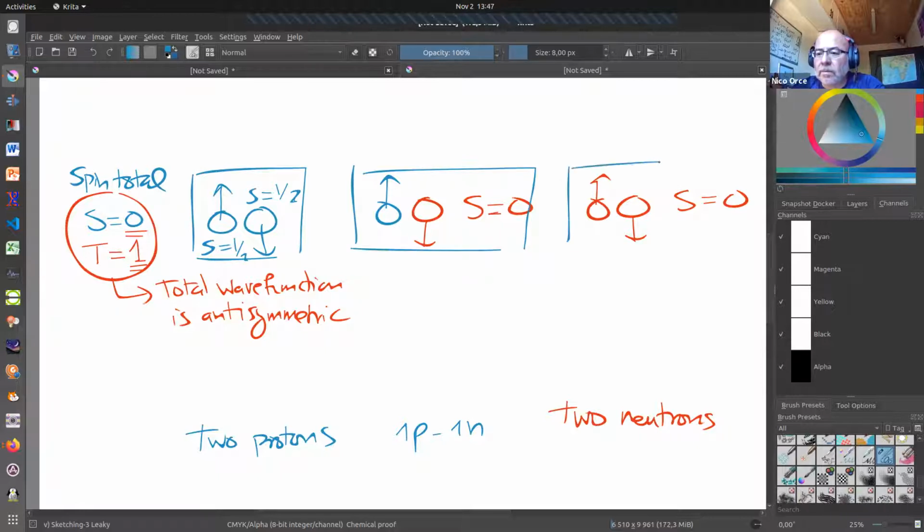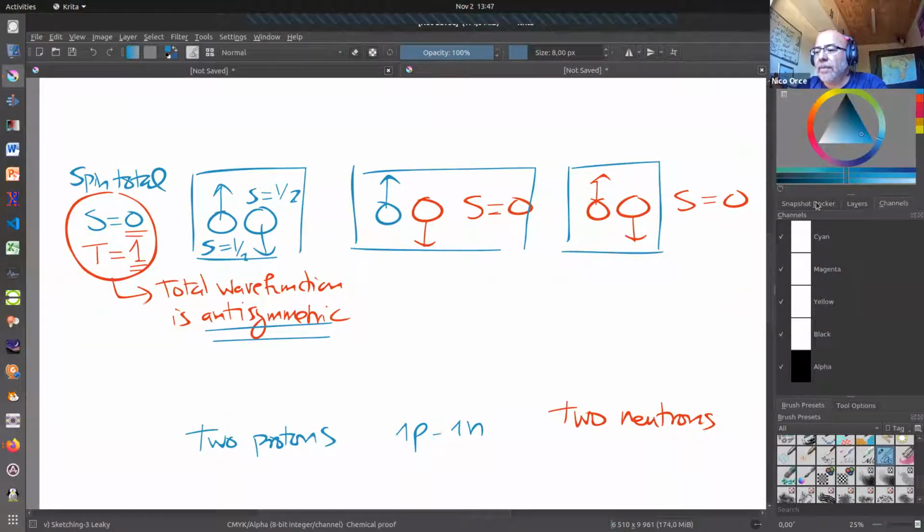And to make it anti-symmetric, when we introduce the isospin, T must be equal to 1, because 0 and 0, even and even, give you a symmetric, an even function. So the total wave function must be anti-symmetric, which means you need to have an odd number here.